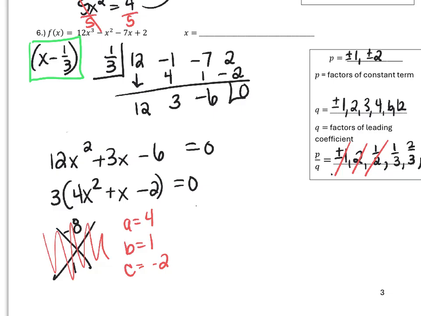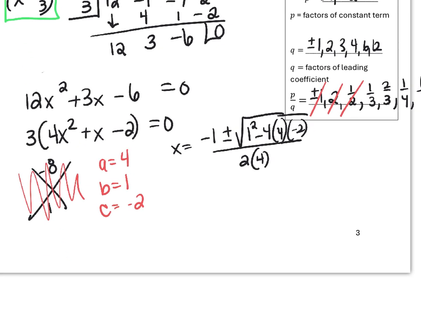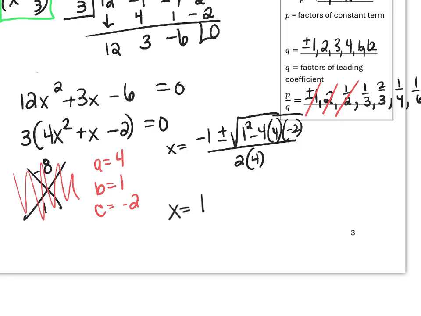So x equals -1 plus or minus the square root of 1 squared minus 4 times 4 times -2, all over 2 times 4. So we get x equals -1 plus or minus the square root. 4 times 4 is 16 times -2 is -32, and that's times a negative, so it's plus 32. So 32 plus 1, root 33 over 8.